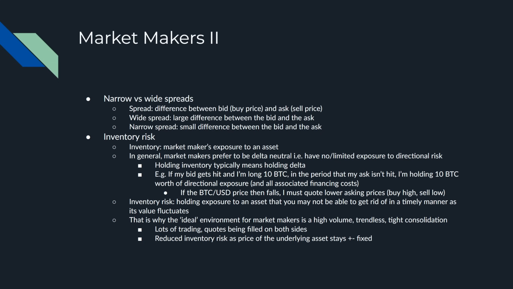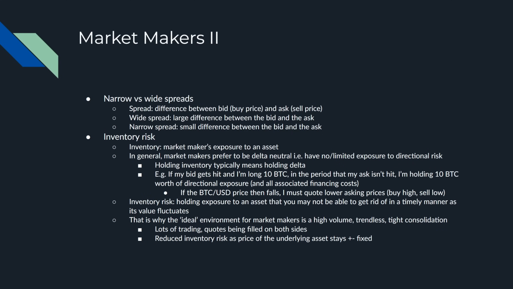So let's say I'm a market maker. I'm not. I'm too stupid, too bad at maths. If my bid gets hit and I'm long 10 Bitcoin, so someone executed a market order and filled my bid, then in the period that my ask isn't hit, I'm holding 10 Bitcoin worth of directional exposure and all the associated financing costs with that position. Then consider if the price of Bitcoin falls, I must quote lower asking prices to get rid of that inventory, to become delta neutral, go back to zero or offset that position, right? And that essentially turns into a form of buying high, selling low.